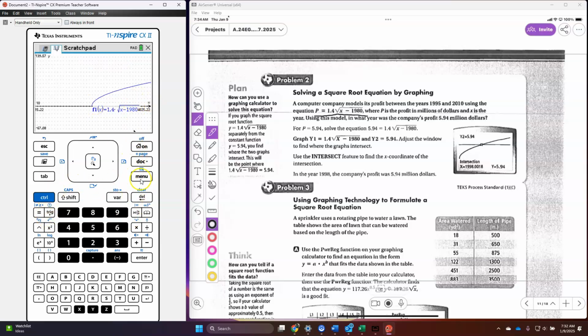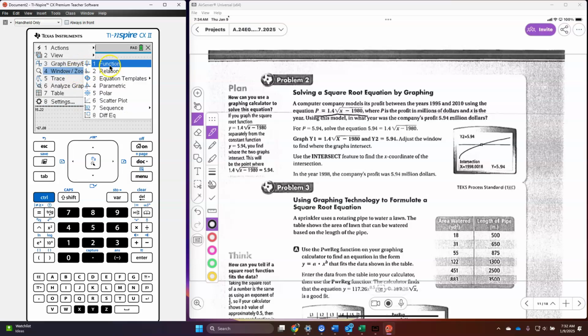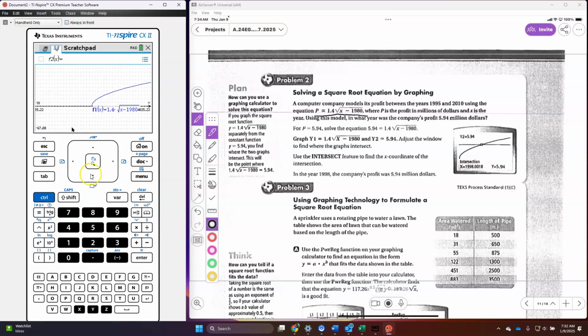So now I'm going to go to menu, graph, and I'm going to type in 5.94. Now to find the answer will be the intersection. And so in 1998, the profit will be 5.94 million.